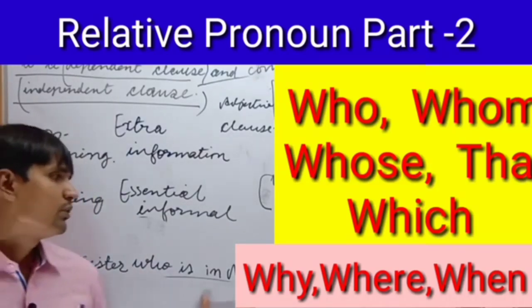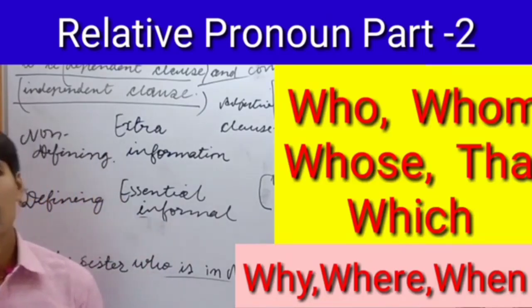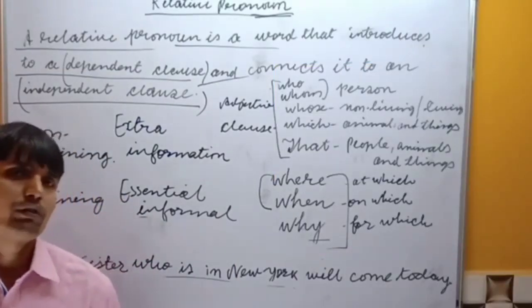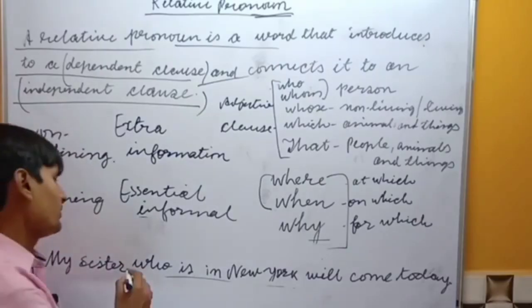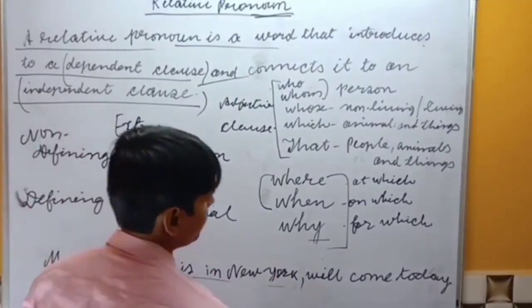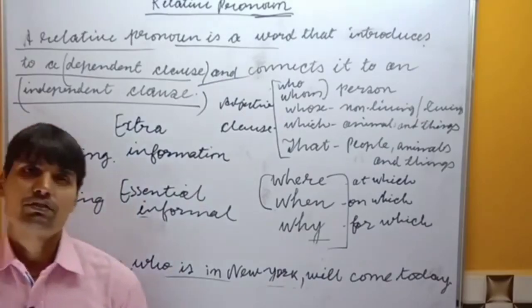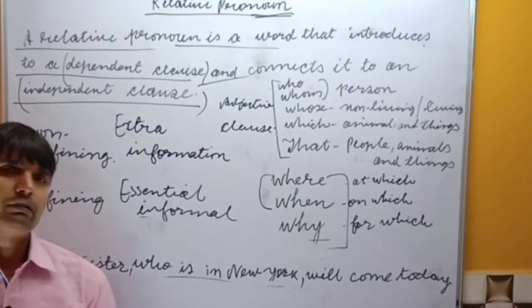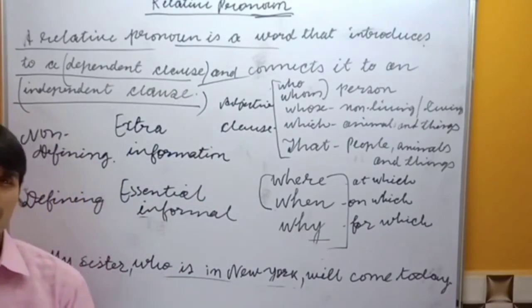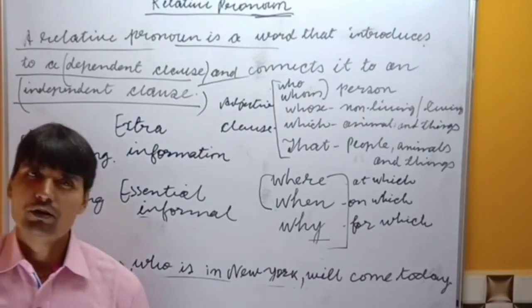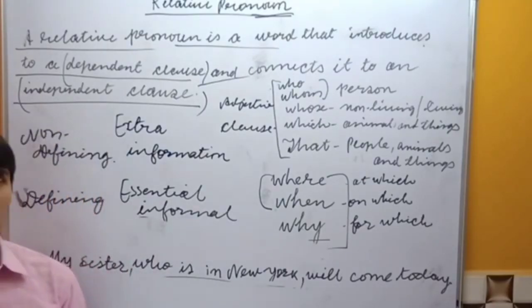My sister who is in New York will come tomorrow or today. Okay, but if someone has only a single sister, not more than one sister, then you can always use a comma here. So this is the reason grammatical structures in the English language are so much the subject of controversy in grammar books. So let's start doing some more.